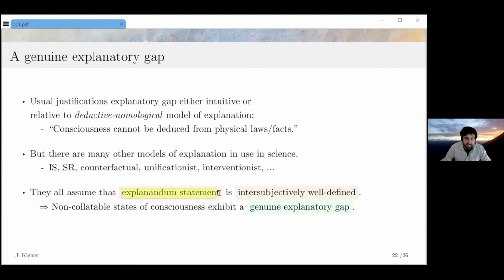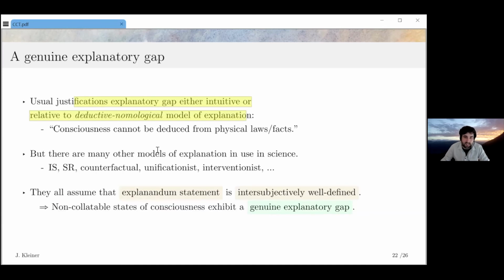But the point is that all of these models that have been identified by philosophers assume that the explanandum statement, so the statement that describes the phenomenon that's supposed to be explained, is intersubjectively well defined. While non-collatability, as I've tried to argue on the previous slide, implies that these states of consciousness, which are non-collatable, are not intersubjectively well defined. They cannot be referenced intersubjectively. And therefore, non-collatable states of consciousness actually exhibit a genuine explanatory gap, and not one that only exists relative to this simplified conception of what an explanation is.